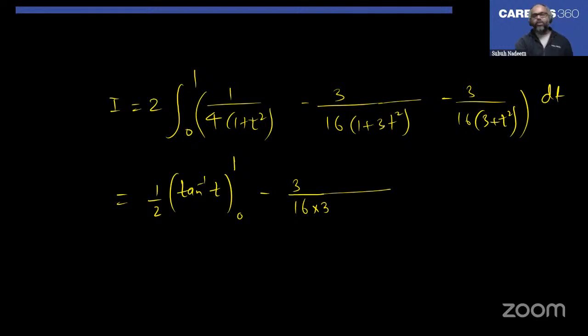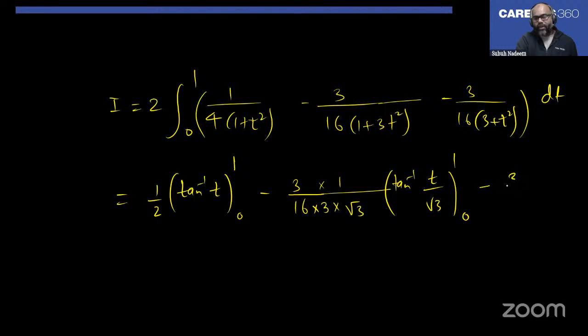And 3 plus t square will be root 3 square plus t square. So we will write it as 1 by a, that is root 3, tan inverse t by root 3. And this is from 0 to 1. Okay, because we know that a square plus t square, when you integrate, it will be 1 by a tan inverse t by a. So this is how we can do this.